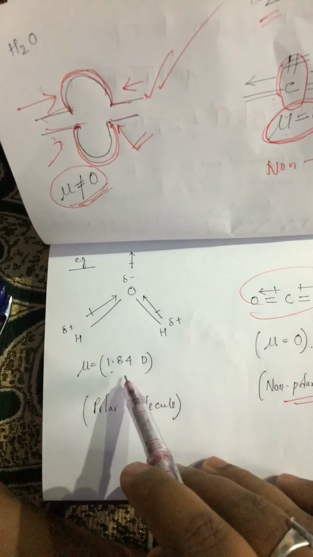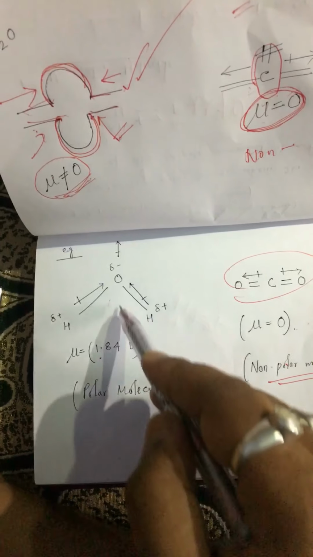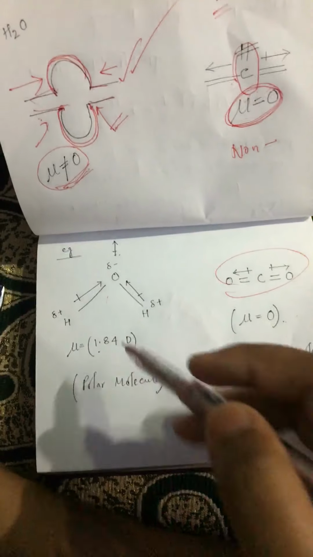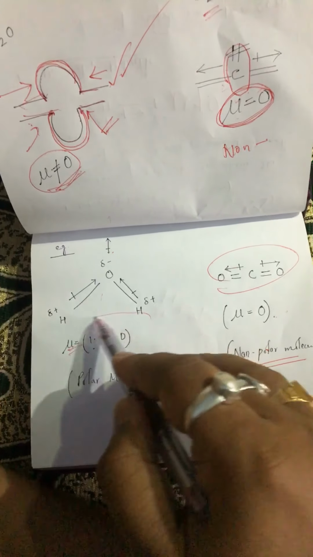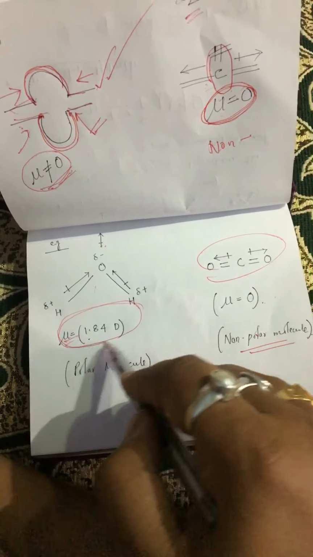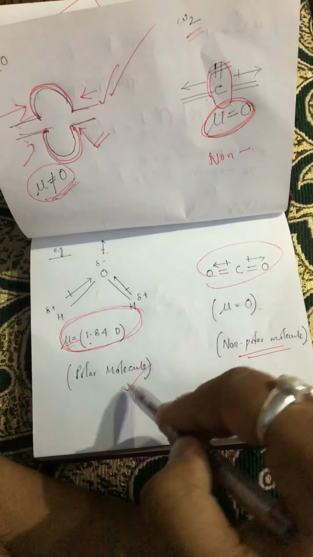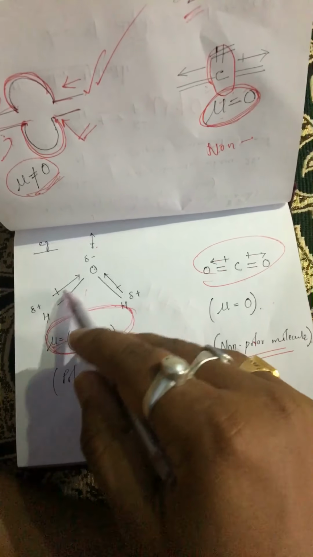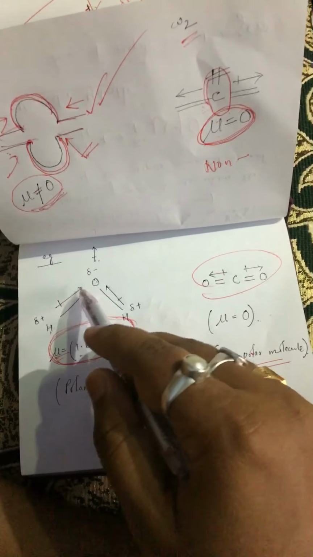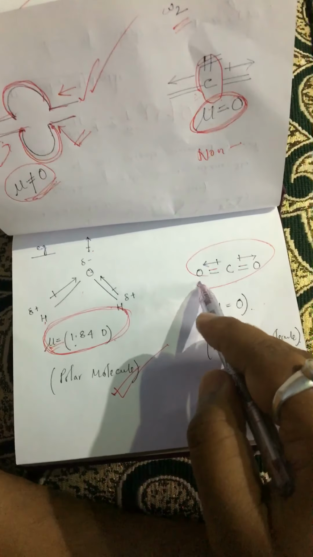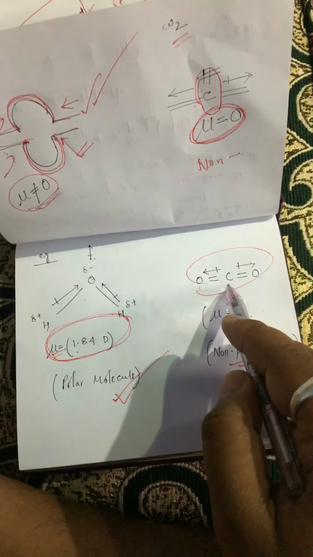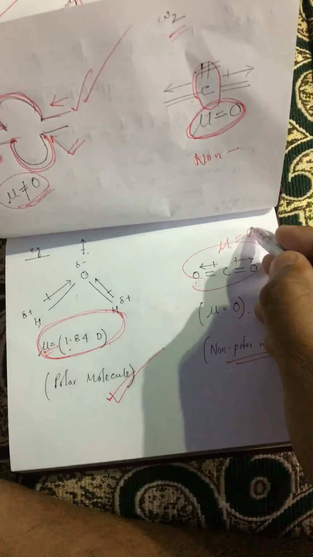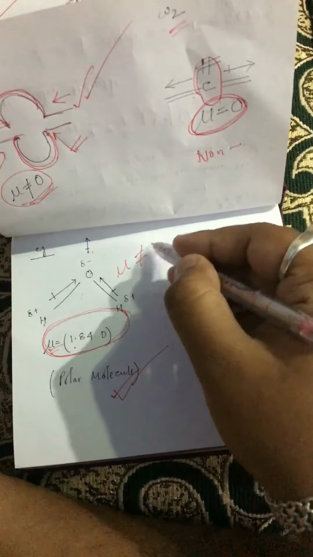Whereas in the case of water, see, the resultant dipole moment will be in the upward direction, that is why there will be a value of mu, that is, a dipole moment. That is why it is a polar molecule. Since oxygen is more electronegative than hydrogen, oxygen is attracting electrons towards itself, while in carbon dioxide too oxygen is more electronegative than carbon, so it attracts electrons towards itself. So here mu equals 0, and there mu is not equal to 0.